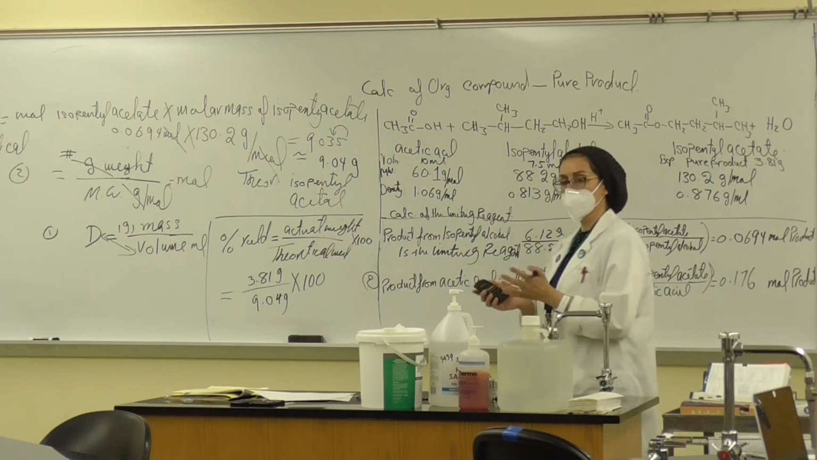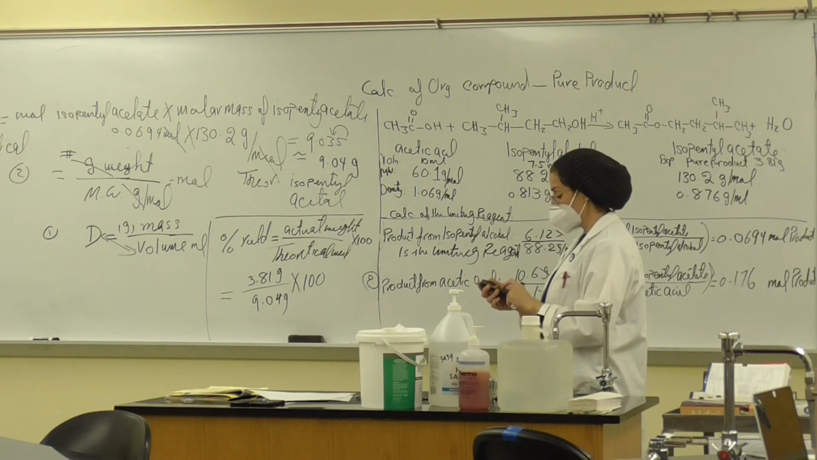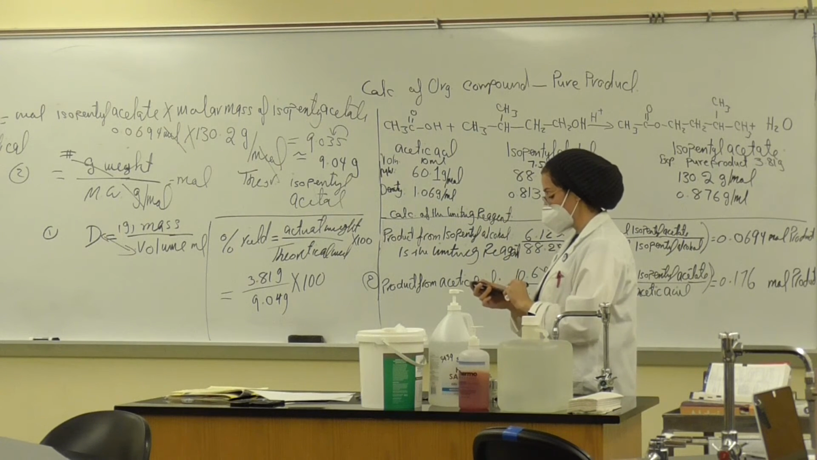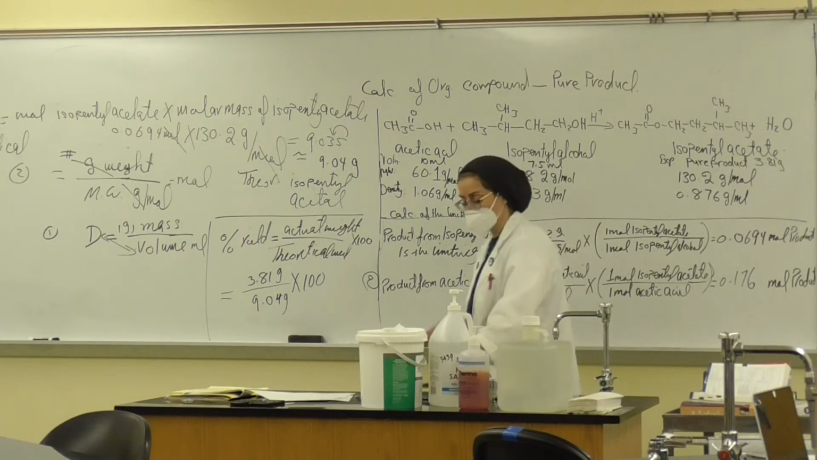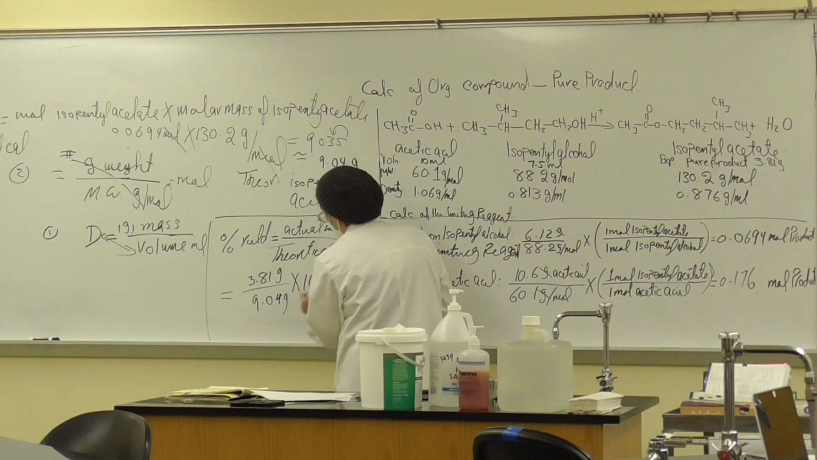So it's going to be around 42 something percent, right? 3.81 divided by 9.04. It's 0.421, multiplied by 100 will give you 42.1. So that is the final 42.1%.